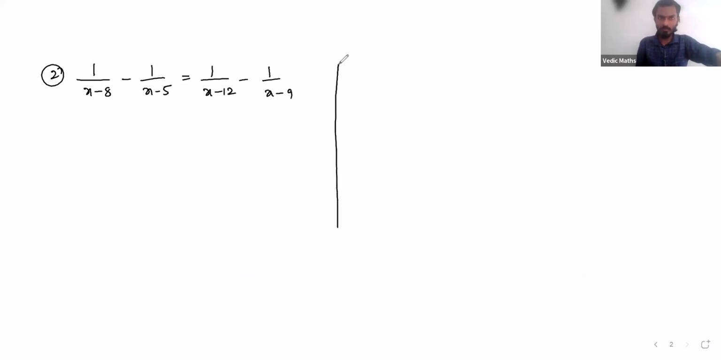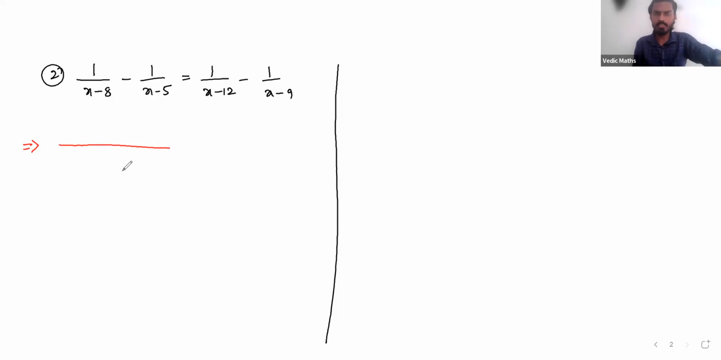Second example: 1 by (x minus 8) minus 1 by (x minus 5) is equal to 1 by (x minus 12) minus 1 by (x minus 9). Okay, right. Let me solve it in a normal way, so I'm writing the direct steps. Why? Because I know you can easily solve this problem step by step.